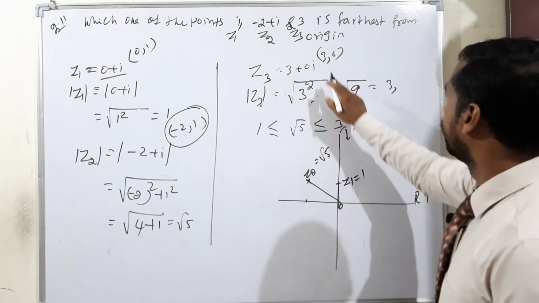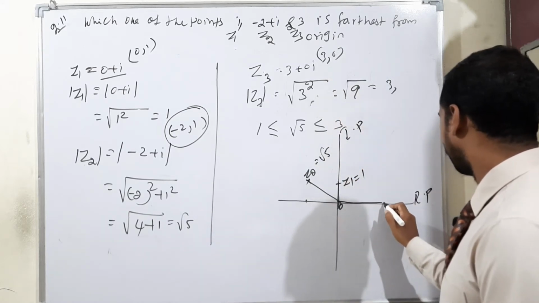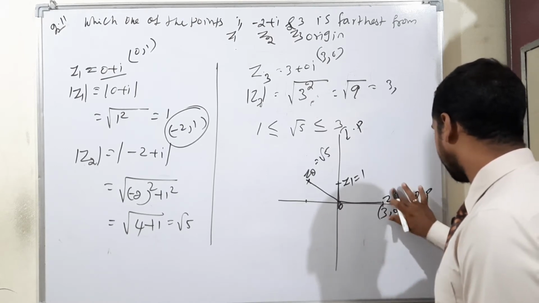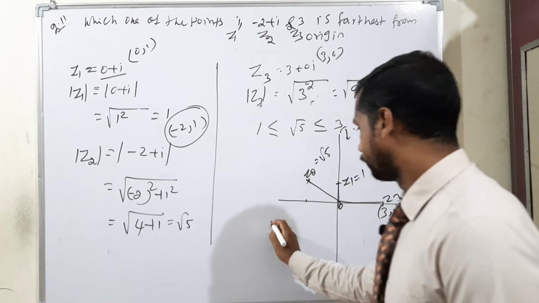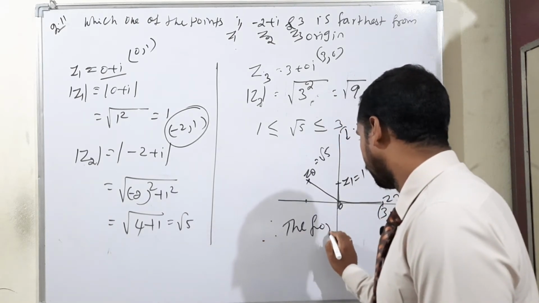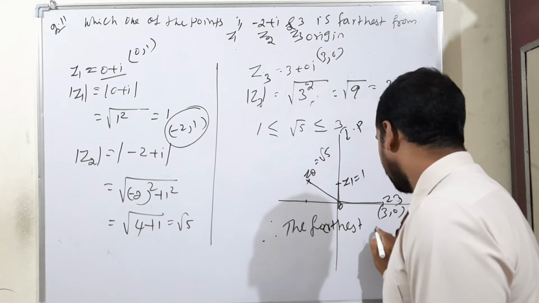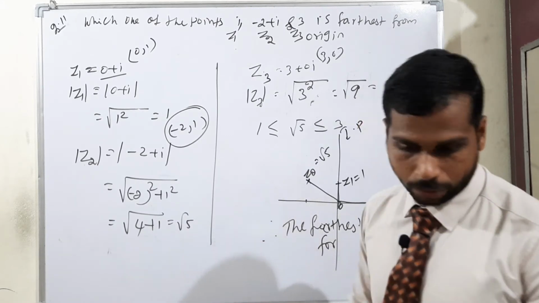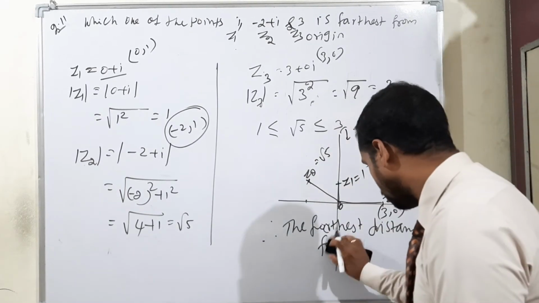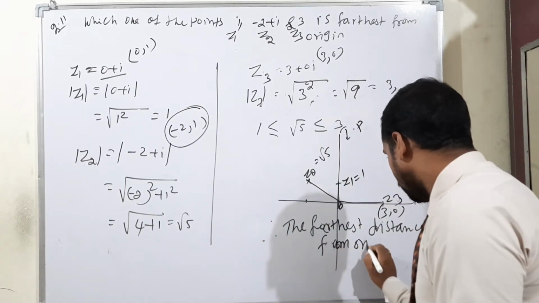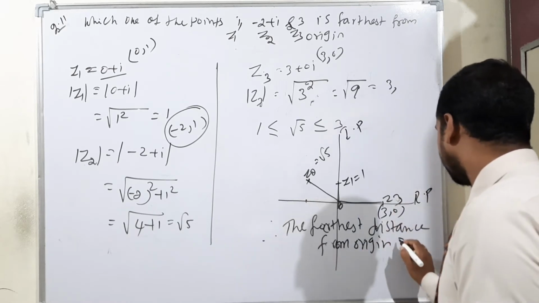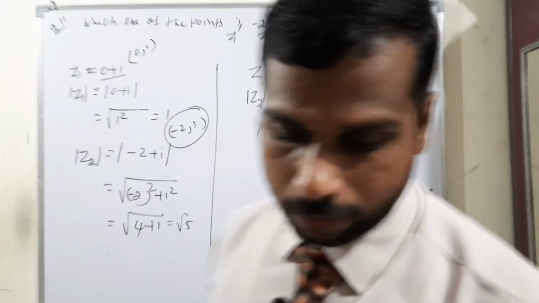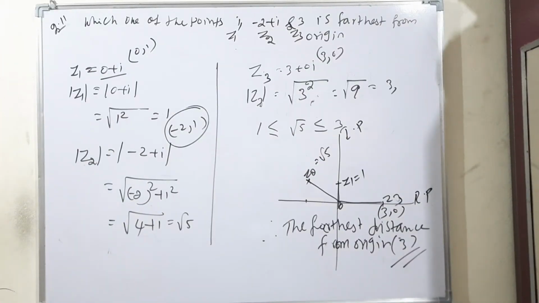Then z3 is the point (3, 0). Therefore the furthest distance from the origin is at the point z3, with distance 3. This is our answer. I will continue with the next example, 2.12.